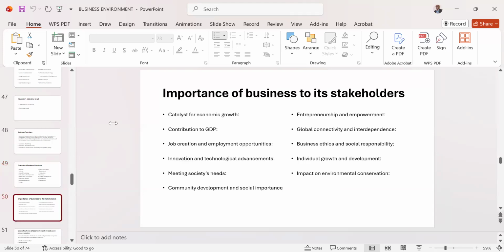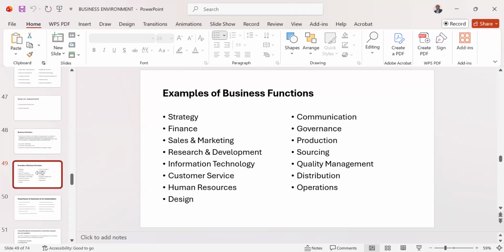What is the importance of business to stakeholders? And Nolu, are we together? Yes, sir. Okay. Without looking at this, I want you to give me one or two importance of business to stakeholders. Do you know what stakeholders are?